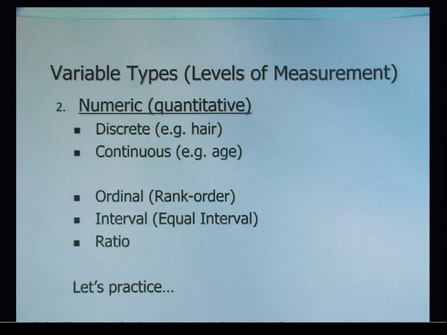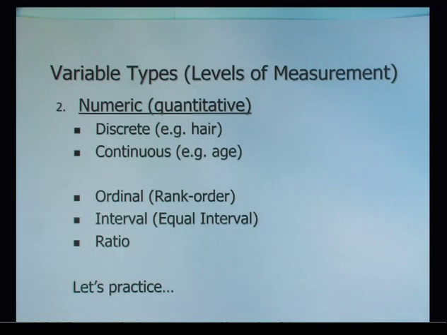Discrete is typically a count of something. For example, the number of hairs on someone's head. That's a count. I either have 1,000,000 hairs or I have 1,000,001. I have 1,000,000, I pull one out, now it's one less than that. You don't have 1,000,000.245 hairs, so it's a discrete variable. There's no in-betweens.